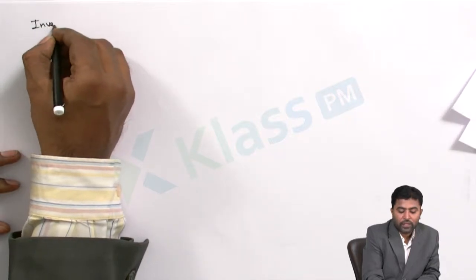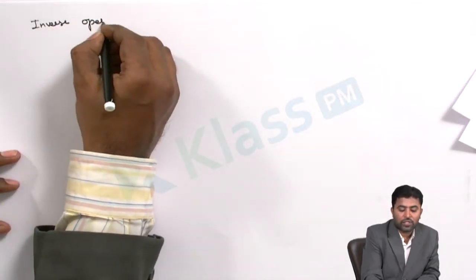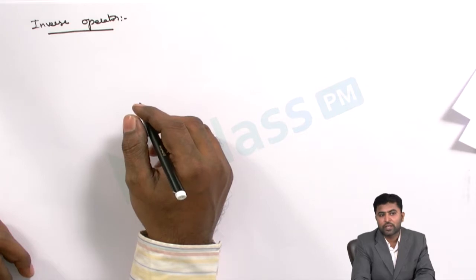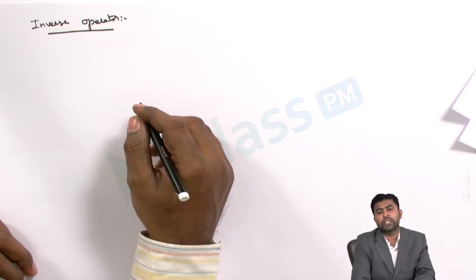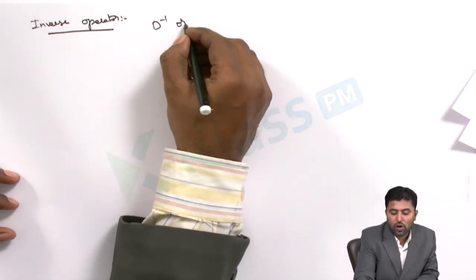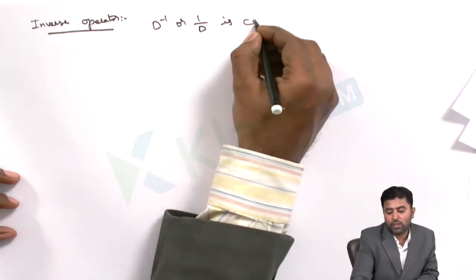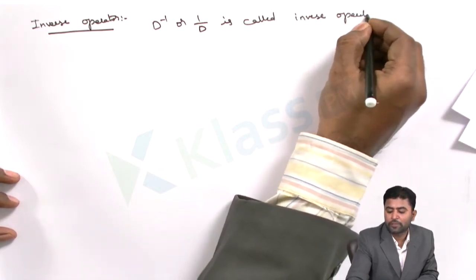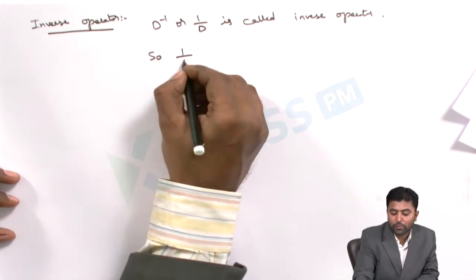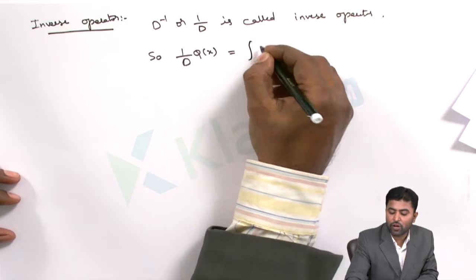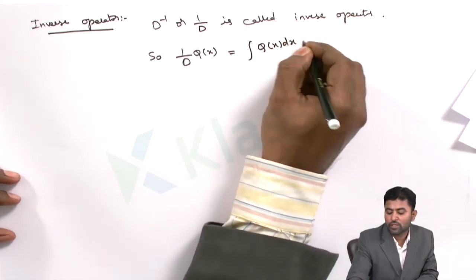First we'll look at the operator called the inverse operator. We have taken D as the operator denoting differentiation, d by dx. Here the operator 1 by D denotes integration. D inverse, or 1 by D, is called the inverse operator. So 1 by D of Q of x is the integration of Q of x dx.